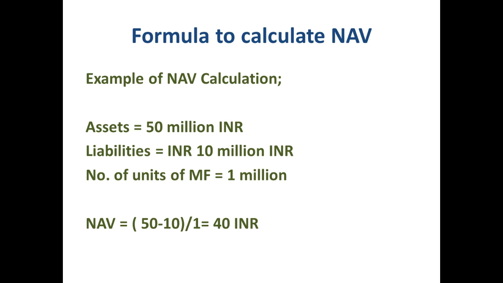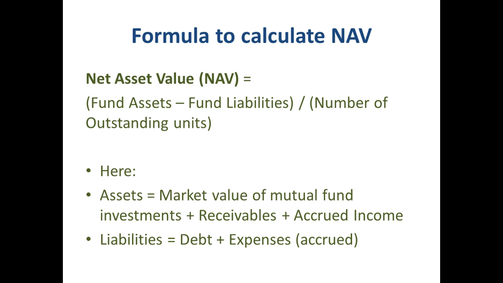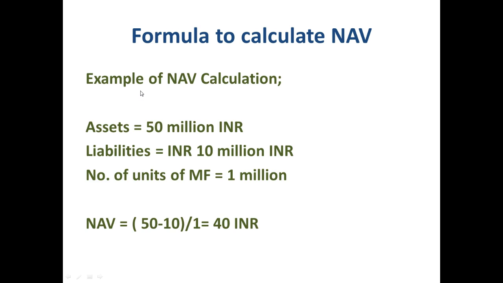Let's say for example a mutual fund of an Indian company has assets of 50 million Indian rupees and liabilities of 10 million Indian rupees, and the number of units issued by that mutual fund company is 1 million. Using the formula which we have just seen, we can calculate the net asset value of this particular fund. So the net asset value will be 50 million minus 10 million, divided by 1 million. We will get 40 rupees as the net asset value of the mutual fund. So this is how the net asset value of a mutual fund is calculated.